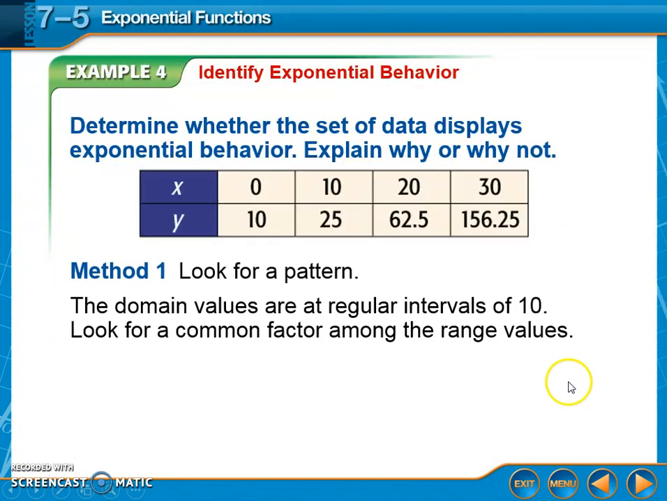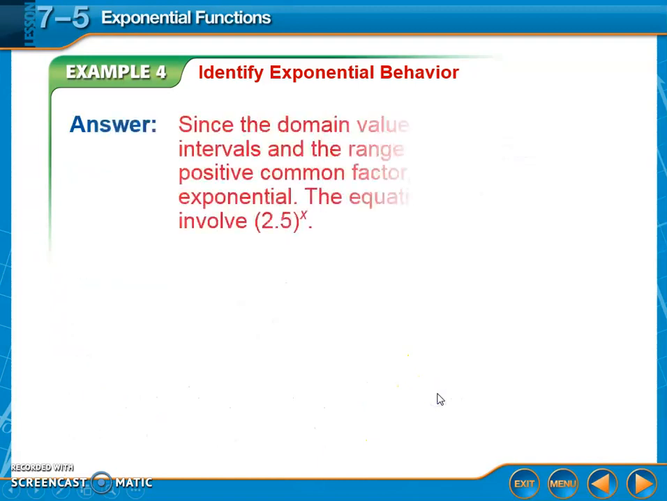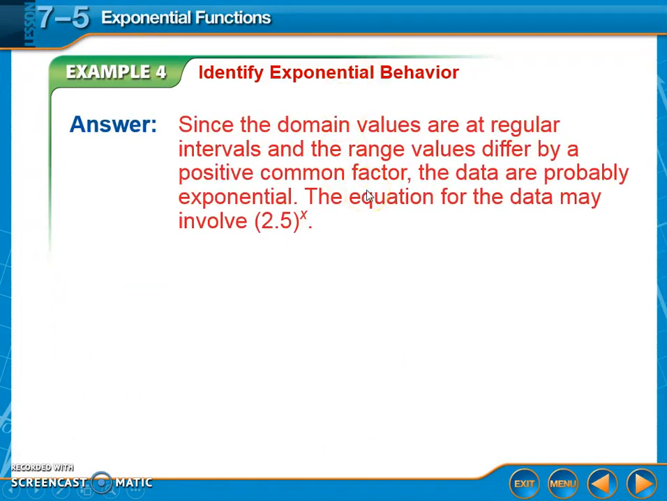Here we go. Oh, exponential behavior, identifying it. Explain why and why not. Look for the pattern. Is there a pattern to this? Okay, the domain values are at tens. Okay, so what can you tell me about these ranges? Well, to go from 10 to 25 is times 2.5, times 2.5, times 2.5. So we've got a pattern to our info here. All right, so since it is a pattern, we can go, it's 2.5 to the x.